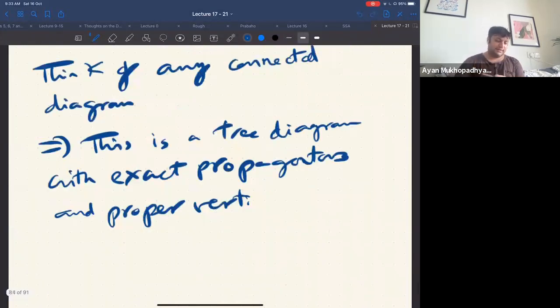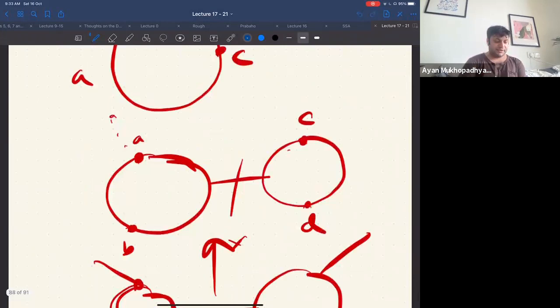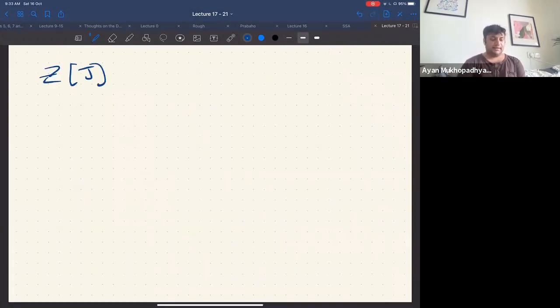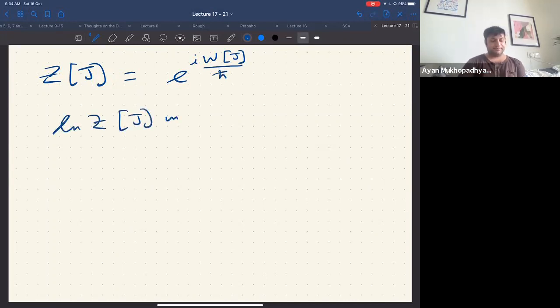And so we started with this partition function Z of J, and then we said that this would be equal to e to the power W of J. But for good reasons, I would put some i by h bar here. It's just a matter of definition of W of J, right? And what we showed is that log Z of J is the generating functional of connected correlation functions, right?